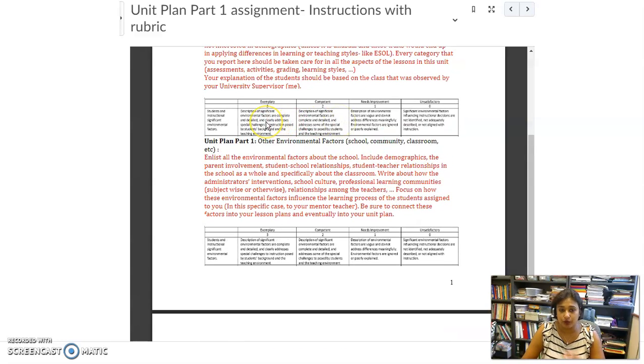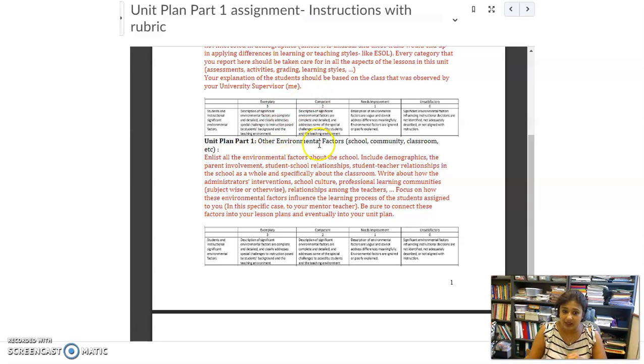Let's look at the rubric. So this is your unit plan rubric and I have taken sections from it. Your description of the significant environmental factors is complete and detailed and clearly addresses the special challenges to instruction posed by students' background and teaching environment. So both of these questions together inform the students and instructional significant environmental factors. So it talks about it being complete, it being detailed, you have thought about things. I will provide you feedback, but here is where you really need to think about your own classroom and the school that you are there and write these two.